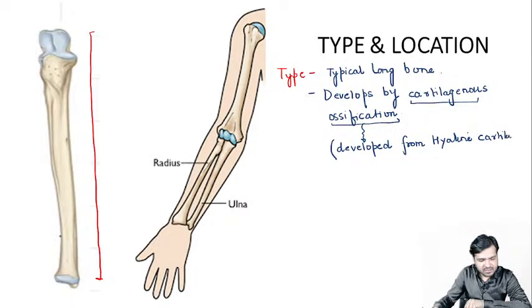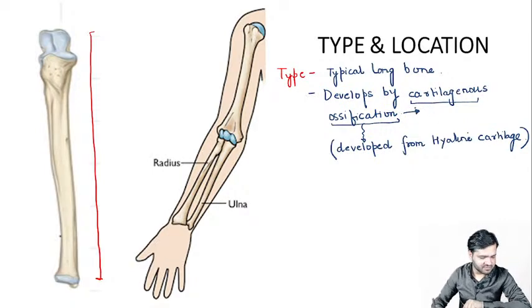Can anyone tell me the name of the process where a bone is formed by cartilaginous ossification? Tell me in the chat box, guys.